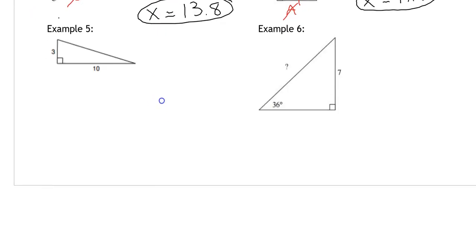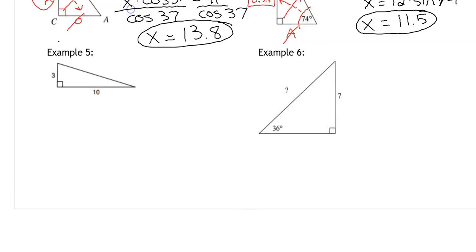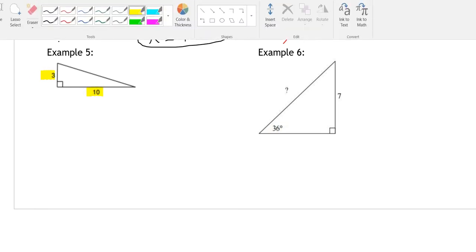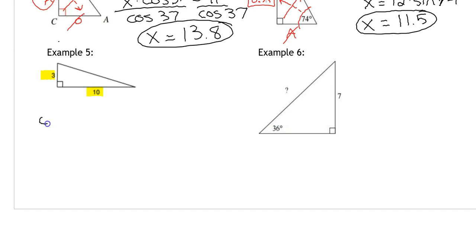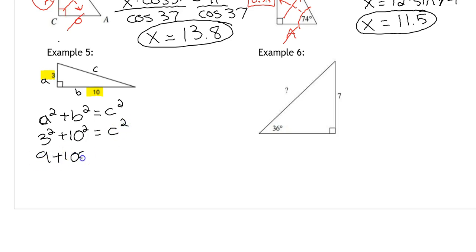Looking at example 5. So this is another one where I have 2 sides. So again, this is just going back to target A where I have Pythagorean's theorem. So I'm just going to use a squared plus b squared equals c squared. So these are a and b and I don't know c. So I have 3 squared plus 10 squared equals c squared. So 9 plus 100. These are on the same side, so I'm just adding them together. And then my last step is to take the square root.